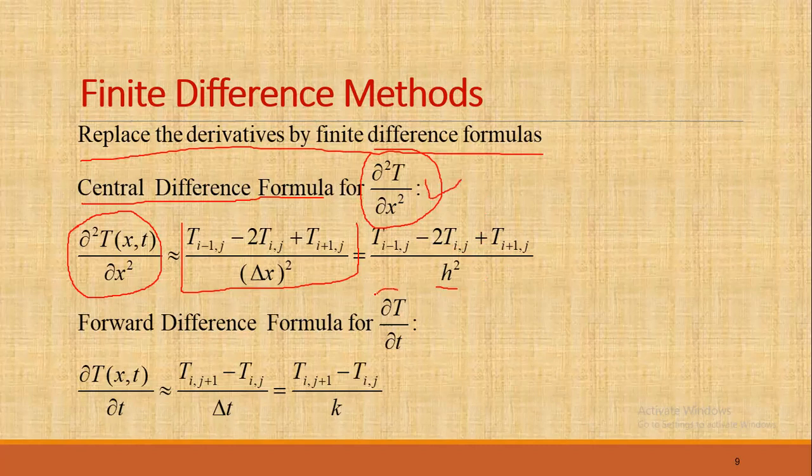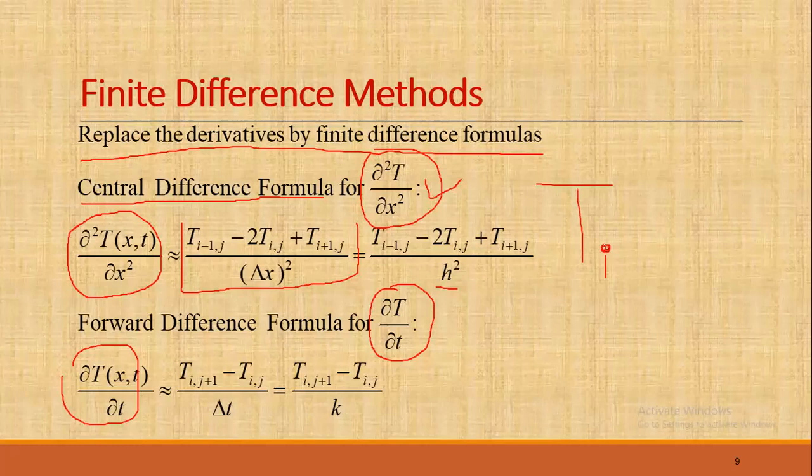Now for the first order derivative, if we use the forward difference, then we write del T by del t is T of i, j plus 1 minus T_ij upon delta t. In T_ij, if we change in x, then we change in i, and j is the indication for t. i is the indication for x and j is the indication for small t, time. Sorry, small t is time. Capital T is temperature.